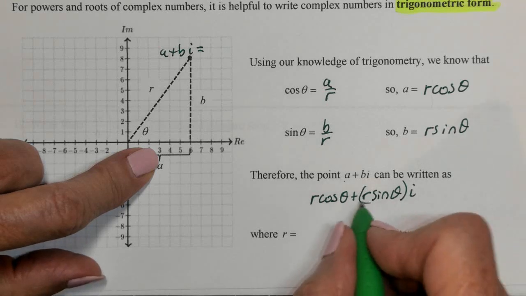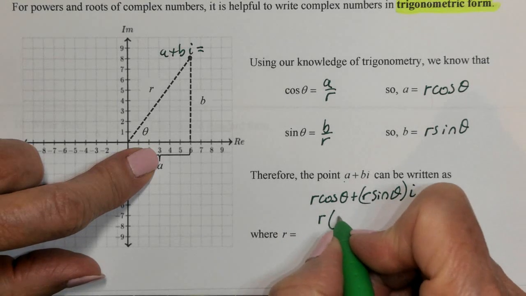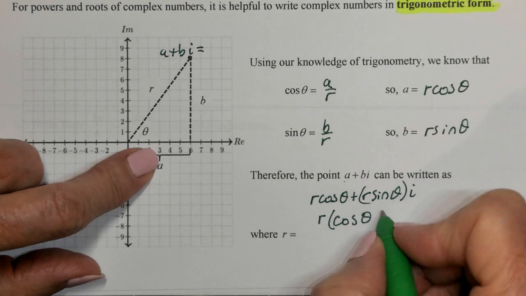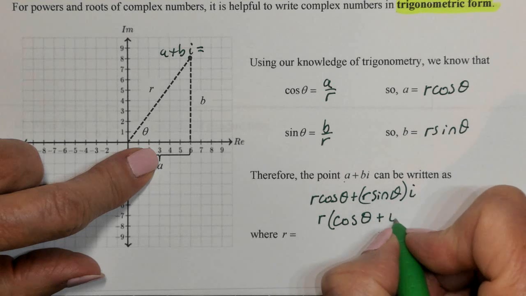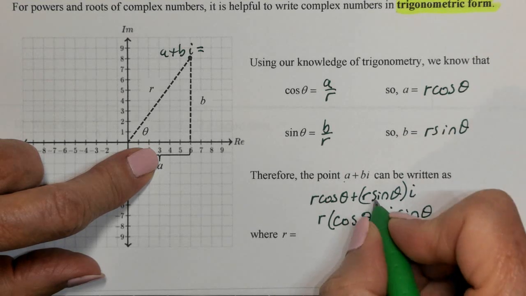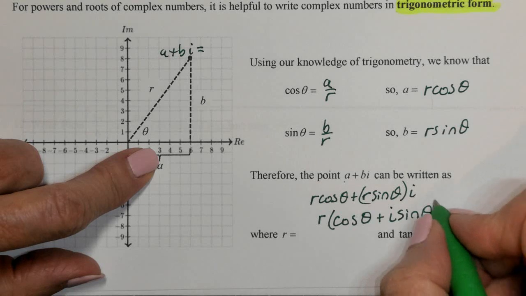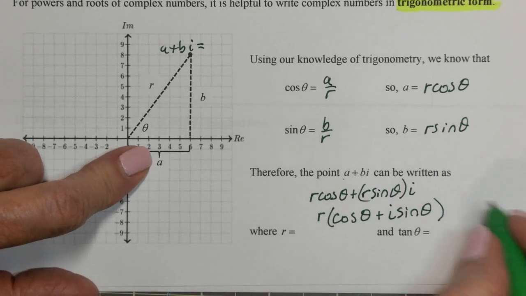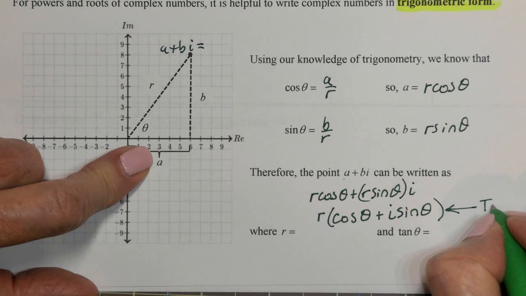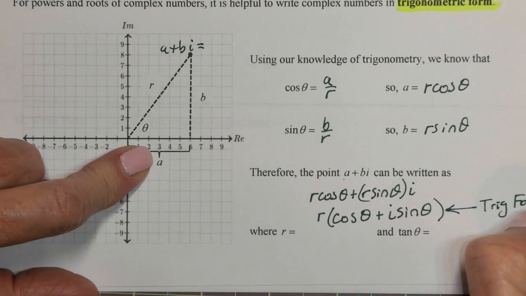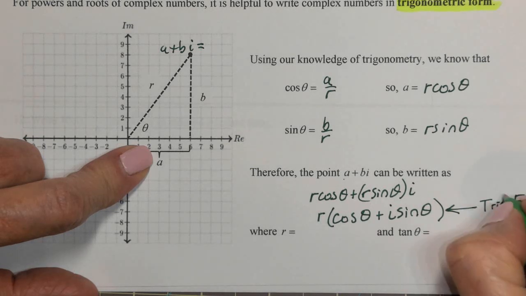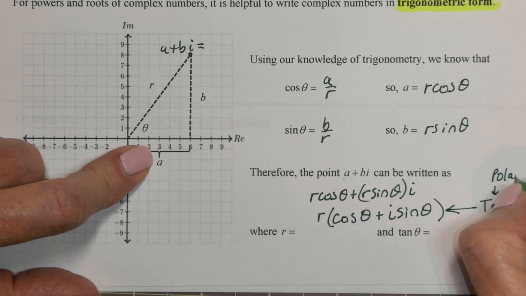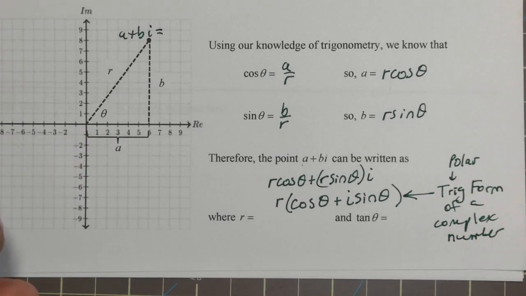I'm going to factor an r out and write this as r times cosine theta plus, and then I'm going to move this i to the front, i sine theta. I factored out the r, right? This is trig form of a complex number. Also called polar form. They're interchangeable.